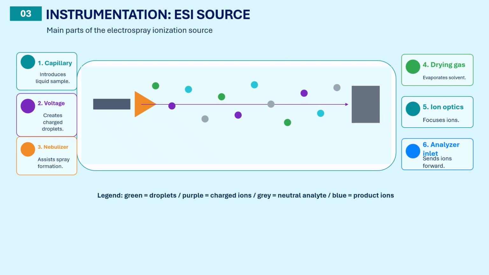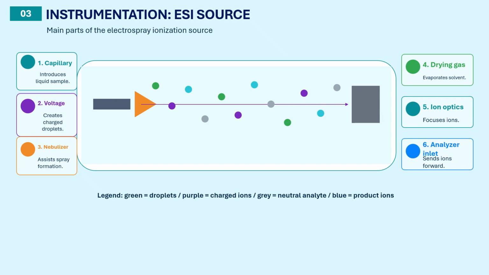First is the capillary. The capillary is a very fine metal tube through which the liquid sample enters the ESI source. The sample is usually dissolved in a suitable solvent and introduced slowly through this capillary. So, the capillary acts as the entry point for the liquid analyte.